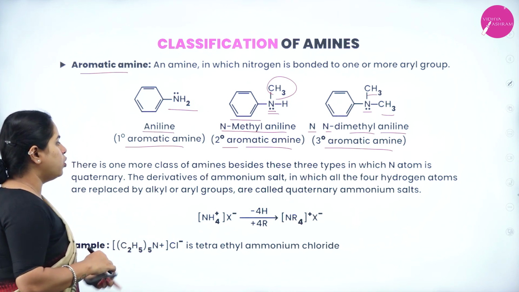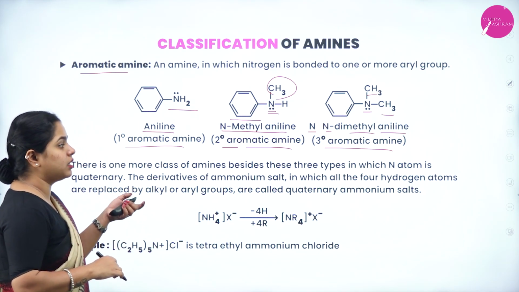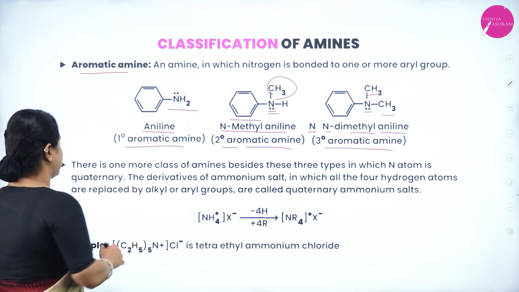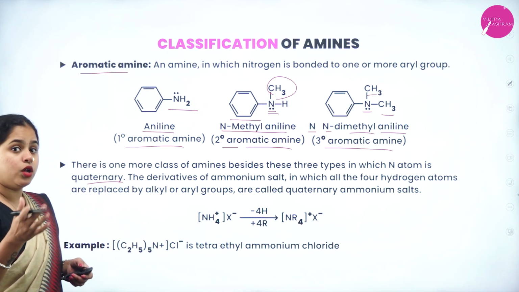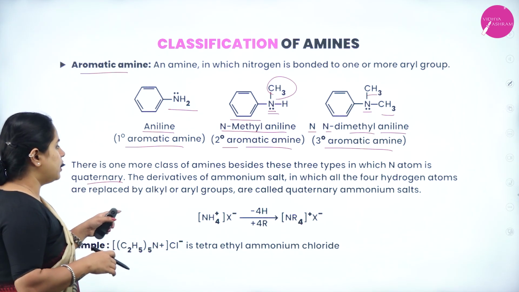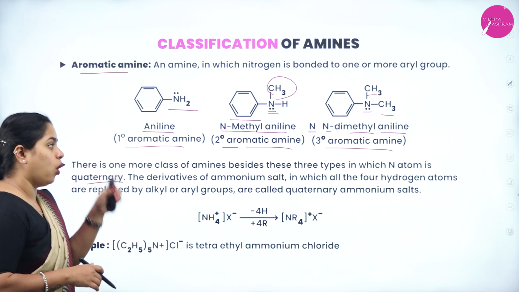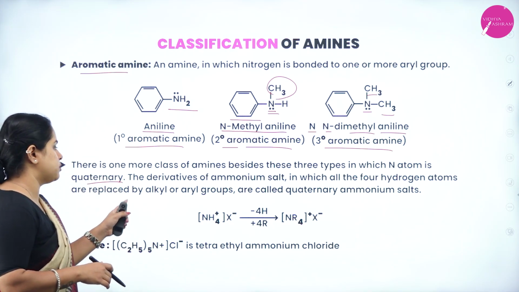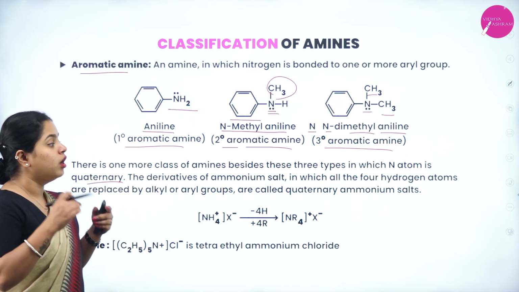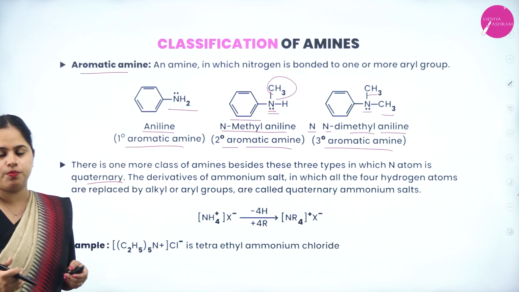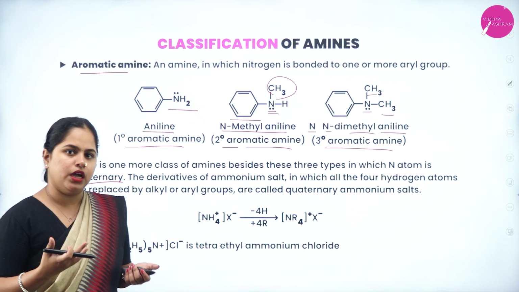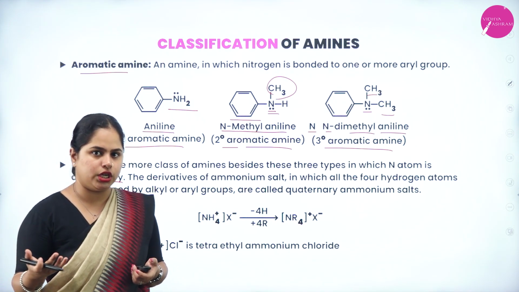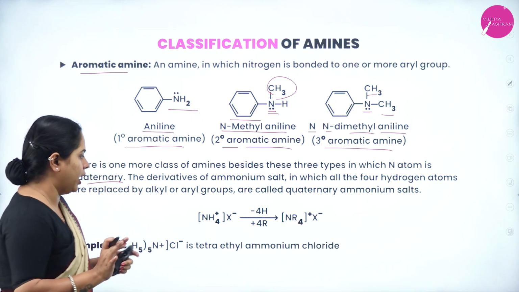Clear? Now there is one more class of amines besides these three types, in which the nitrogen atom is quaternary. We have discussed primary, secondary and tertiary structures. Now there is quaternary also. The derivatives of ammonium salt in which all four hydrogen atoms are replaced by alkyl or aryl groups are called quaternary ammonium salts. If three hydrogen atoms are replaced, you get primary, secondary or tertiary amines. Now the last one also can be obtained.